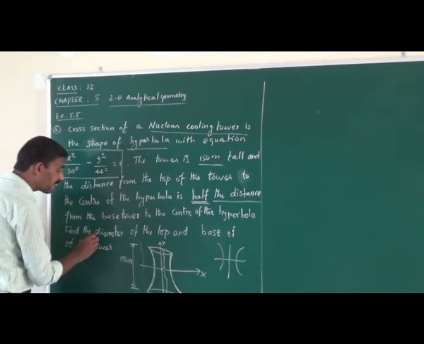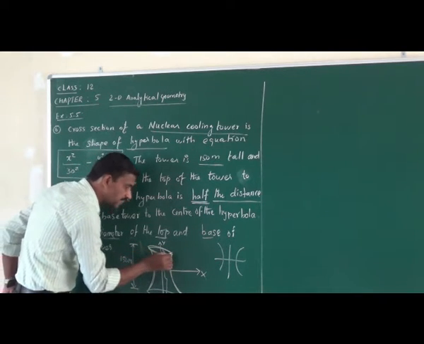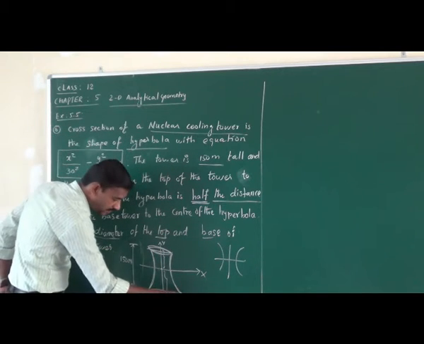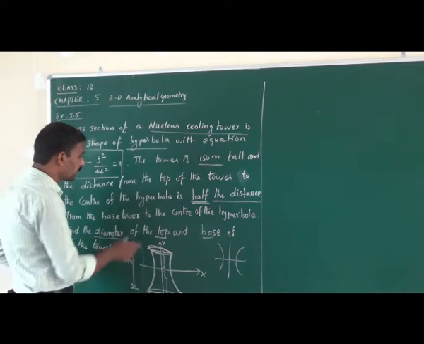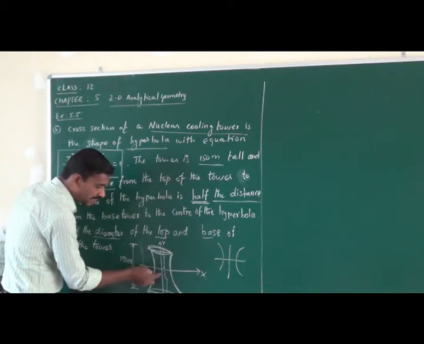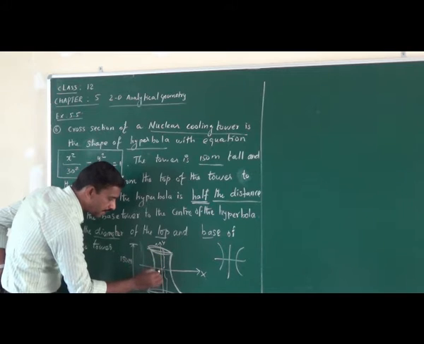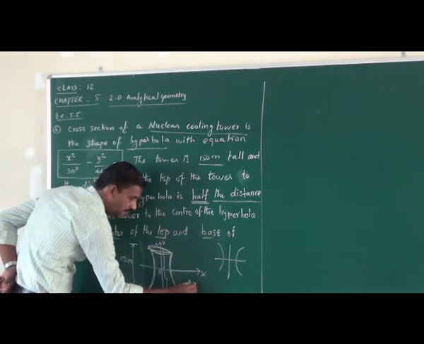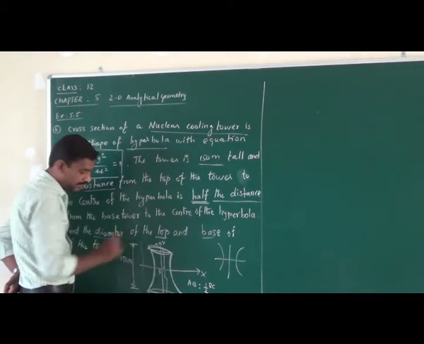Now the question is, find the diameter of the top and base of the tower. This is the top of the cooling tower, and you have to find the diameter. This is the base of the cooling tower, and you have to find the diameter, right? Now the given condition: this overall distance is 150, and the top part is half of the other. So now you want to give names, right? This is A, this one is B, and this one is C. Now AB is nothing but half of BC.